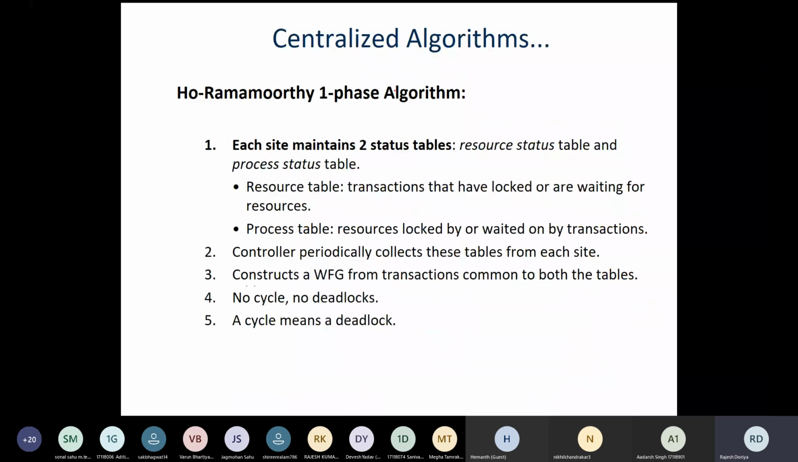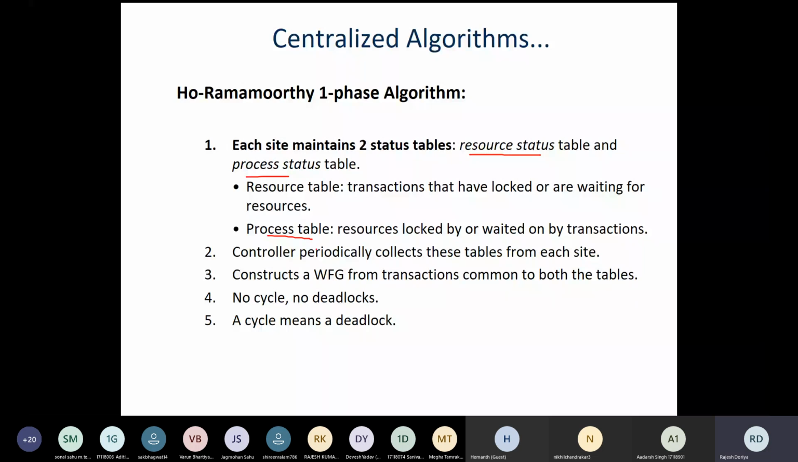Then in the second variation, each site maintains two status tables. The first one is the resource table and the other one is a process table. In the resource table, the transactions that have locked or are waiting for the resources are placed, and in the process table, the resources which have been locked by or waited for by the transactions are placed.